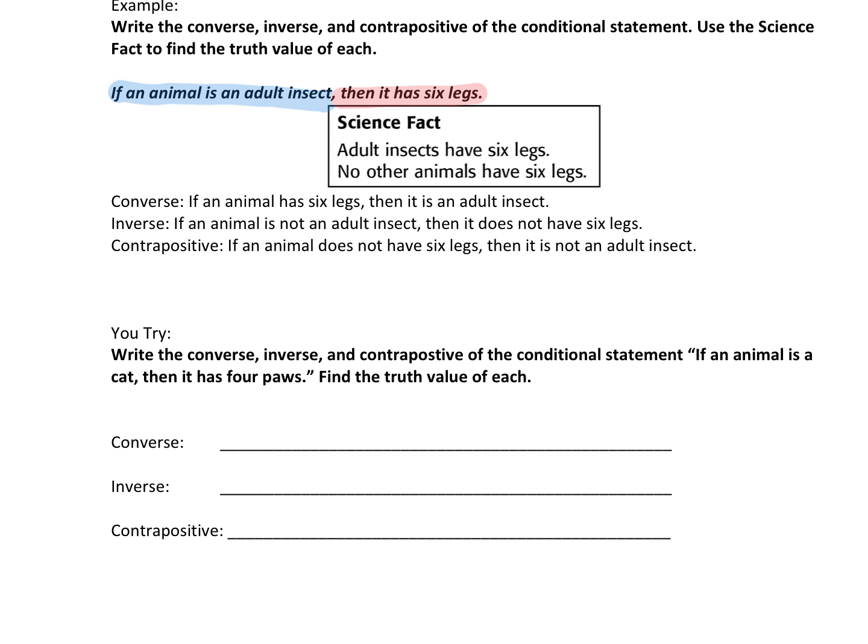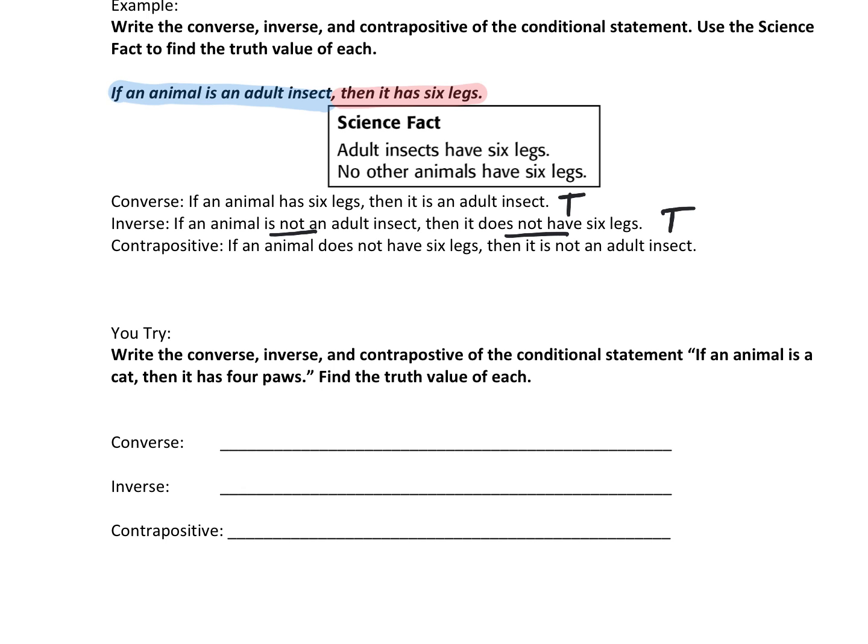So the converse, we flip the order. If an animal has 6 legs, then it is an adult insect. We know that no other animals have 6 legs, so that one must be true. The inverse, we take our original and we negate both P and Q. If an animal is not an adult insect, then it does not have 6 legs. Well, that's also true, right? If we know that the only animals that have 6 legs are adult insects and it's not an adult insect, then it's not going to have 6 legs.